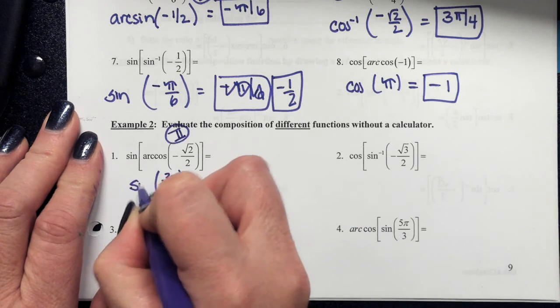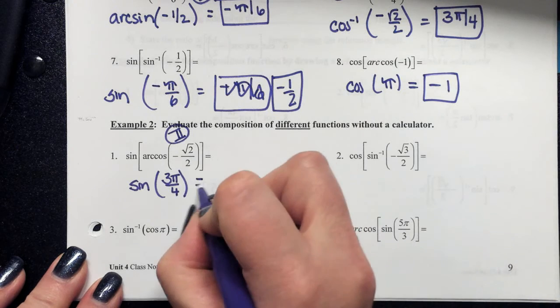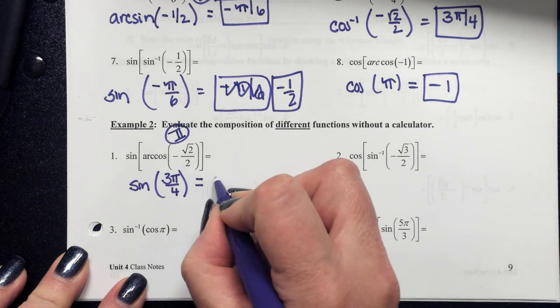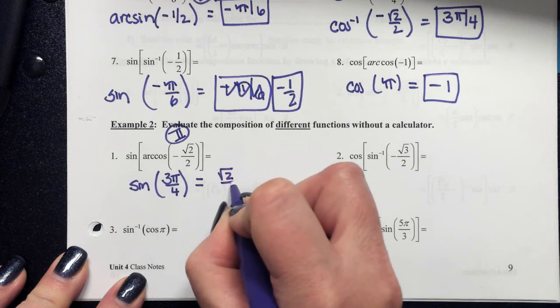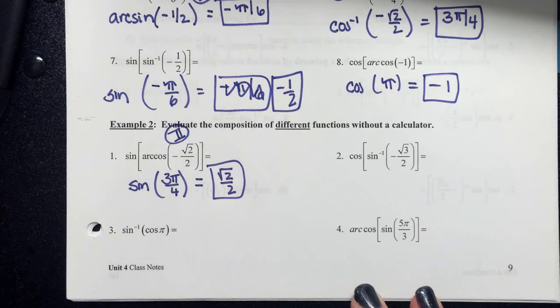So now I'm going to look on the outside. So now I want to find the sine of 3 pi over 4, which is a unit circle. So the sine of 3 pi over 4 is what? Square root 2 over 2. Because remember, sine is positive in quadrant 2.